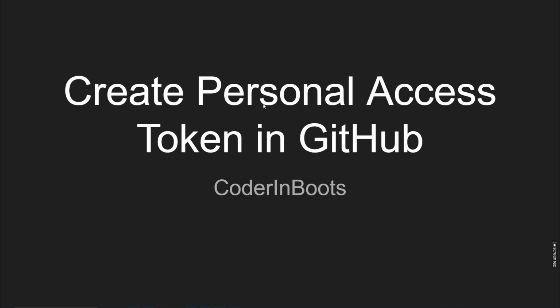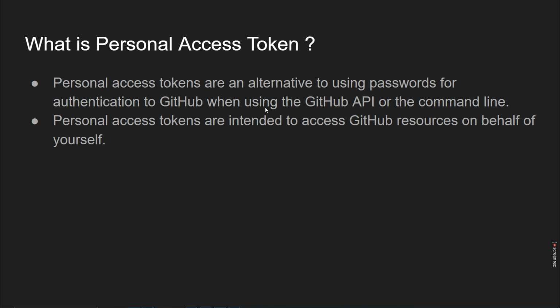So in this video we are going to discuss the topic: what is a personal access token and how to create a personal access token in GitHub. Okay, so let's understand what this personal access token is. A personal access token is a type of developer token, and it is an alternative to your passwords. It is basically used to access GitHub resources or the GitHub APIs on behalf of you, meaning as a user. So instead of using your password, we'll use this token for accessing the GitHub resources.